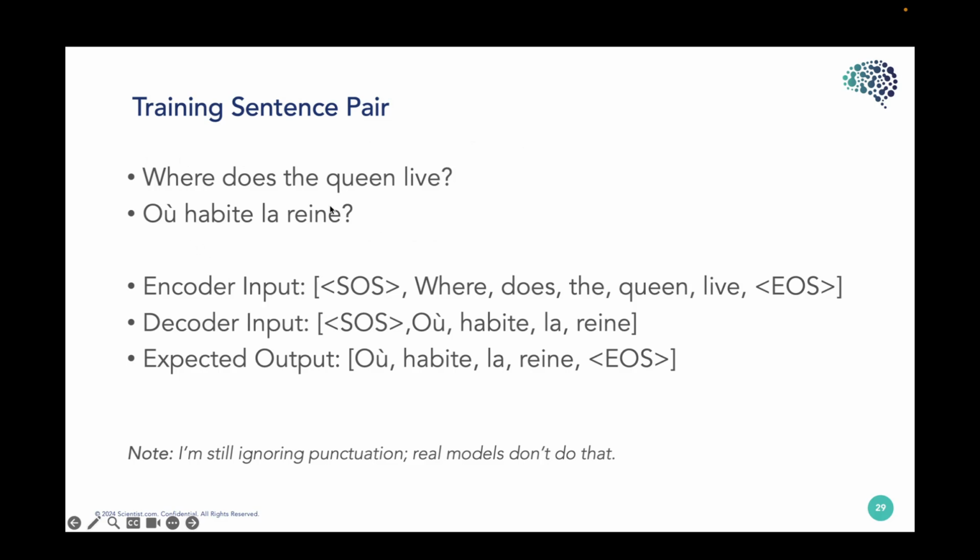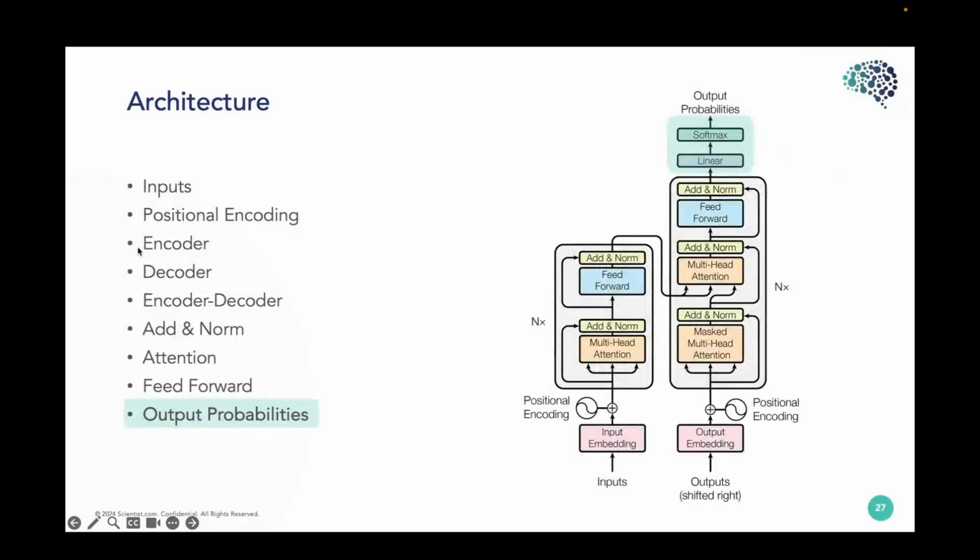"Où habite la reine?" And now you will recall we have these two inputs. This one's labeled outputs. I find that to be very confusing. I consider this to be the encoder input and this the decoder input, right? And the output is up here. We'll see why they call this output later. But for the time being, I'm going to call this the decoder input and the encoder input. And then this is our output.